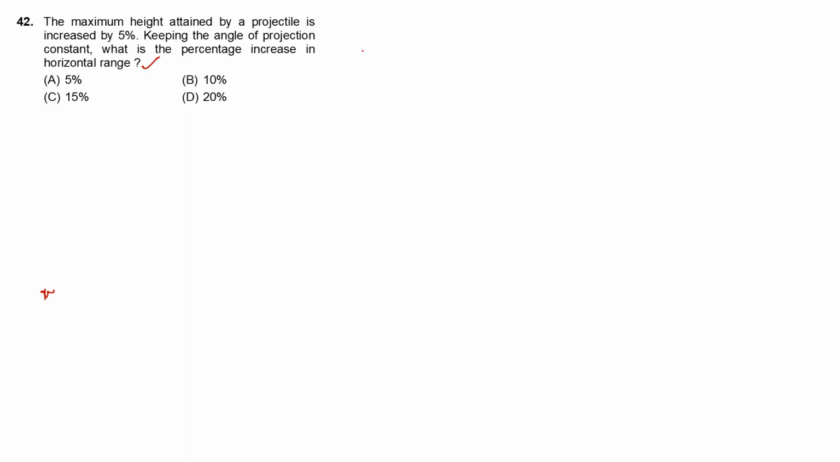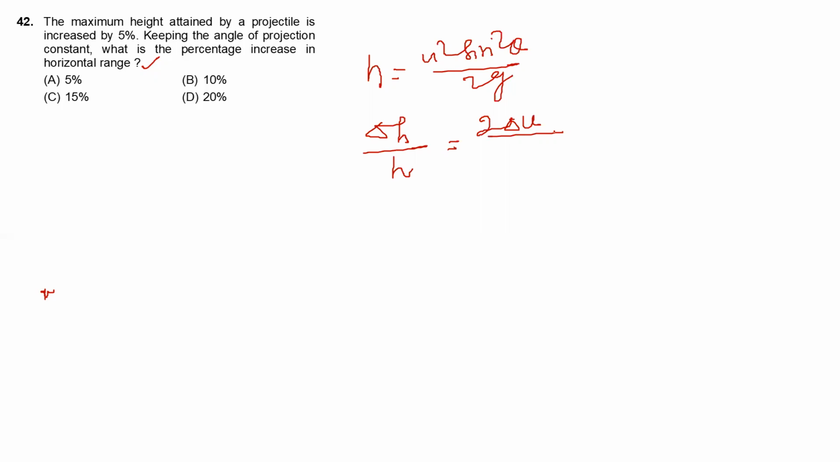Friend, what is the formula for maximum height? H is equal to u square sin square theta by 2g. So change in height by original height will be how much? I am talking about differentiation. It is 2 delta u by u. Like that, range is equal to u square sin 2 theta by g. In the same way, delta r, change in r by r, is equal to the same 2 delta u by u.